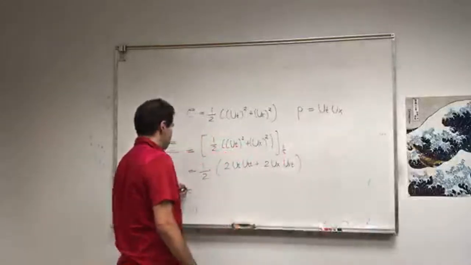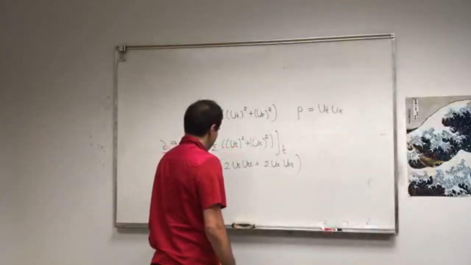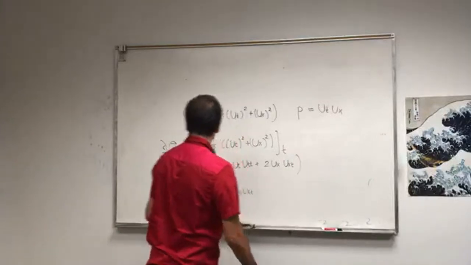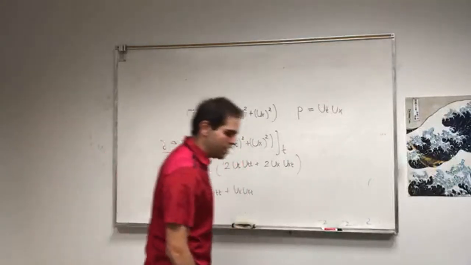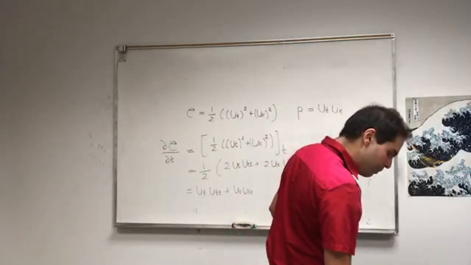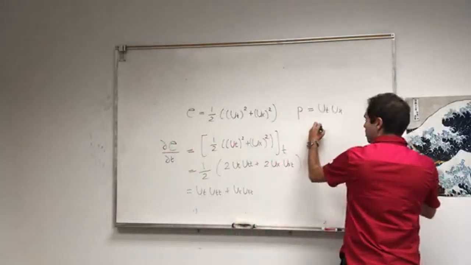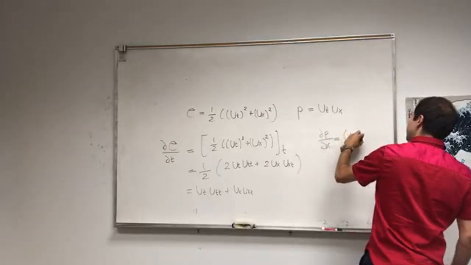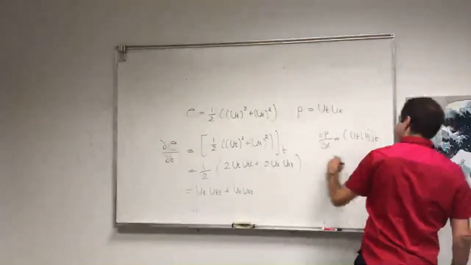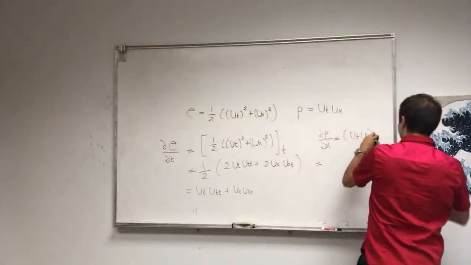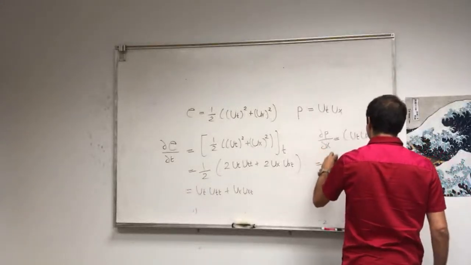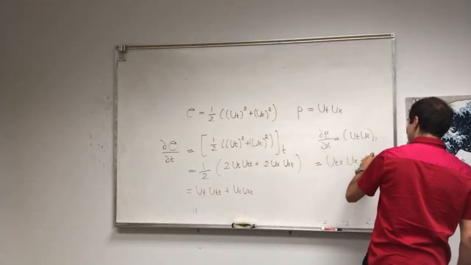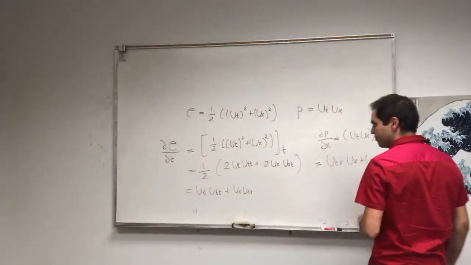And that really becomes utt plus uxt. So that is dE over dt. We want to show that it's dp over dx. Well, let's differentiate that with respect to x. Using the product rule, you get utx ux plus ut uxx.